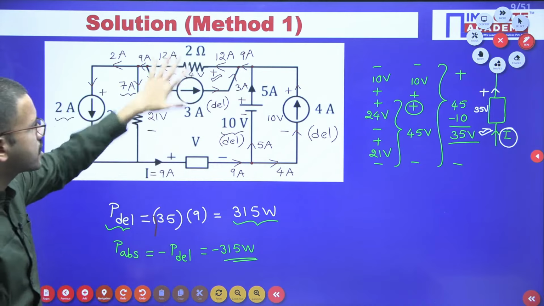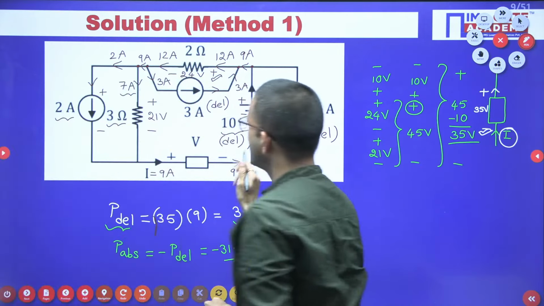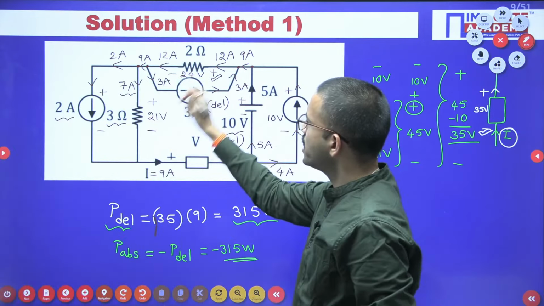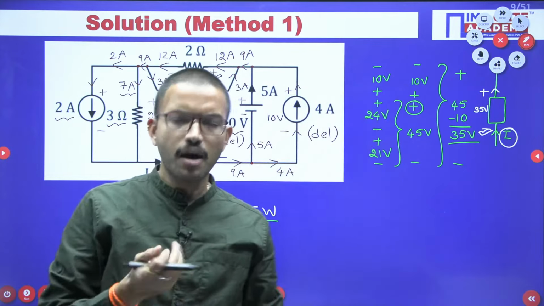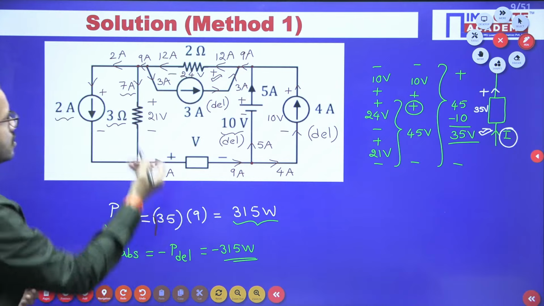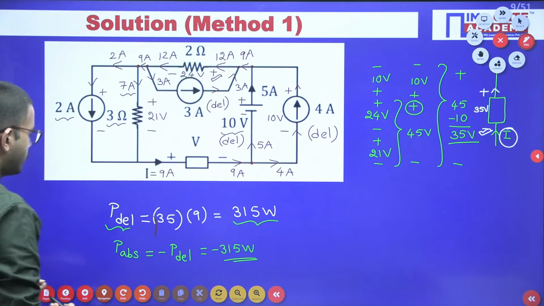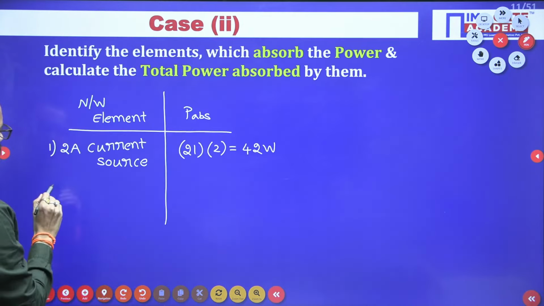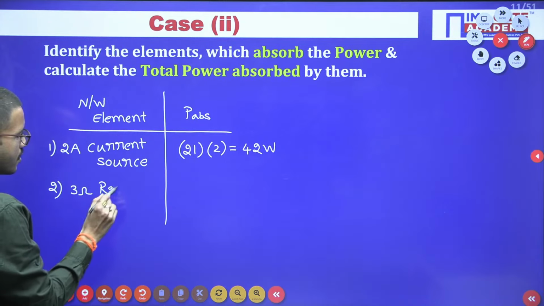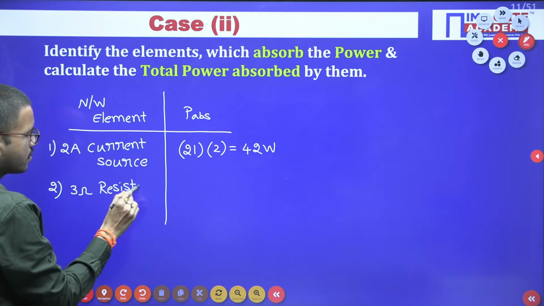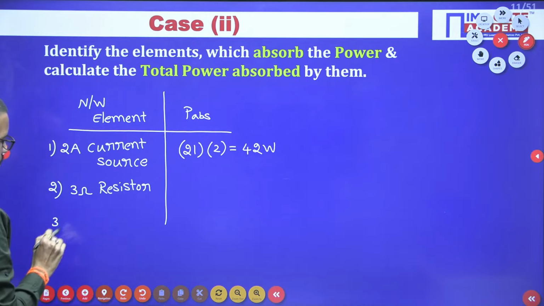And here in this network, other than these sources and this particular unknown element, the remaining are simply resistors. Obviously, whenever a resistor is there, it will absorb the power, right? So directly you can consider the 2 ohm and 3 ohm. First I am considering the 3 ohm resistor and then the 2 ohm resistor.